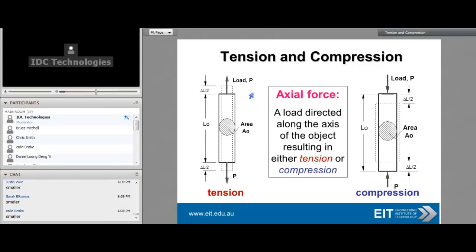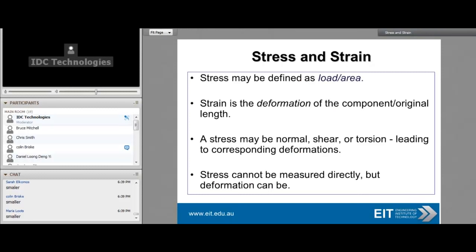Now, a force, this load P, is applied to a rod of cross-sectional area A0. And in this case, we've got a load that's pulling these apart. That's in tension. So both of those rods would be under stress. One would be being compressed, the other one would be being stretched. And the stress in both cases would be the load that we apply divided by the cross-sectional area. Strain is the deformation of the component divided by its original length.